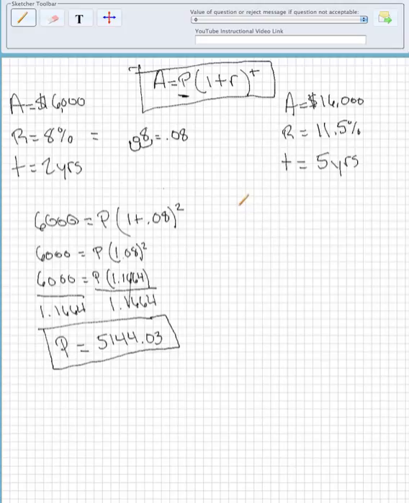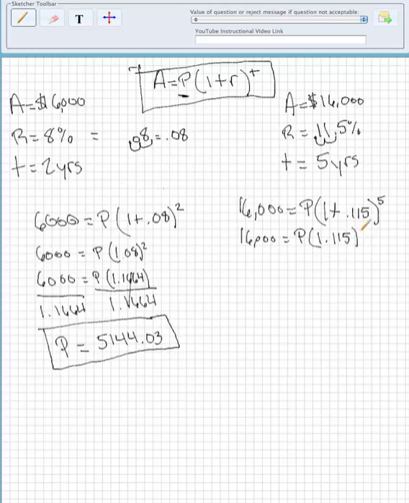Okay, the next one is they want $16,000. We don't know how much they initially invest, which is the principal. 1 plus, and then again you're going to move this over 2 spots. So here I'm just going to do it actually here. 1, 2. So we don't have to add a 0, but it'll be 0.115, and then it'll be 5 to the 5th power. So we got 16,000 equals P times 1.115 to the 5th power.